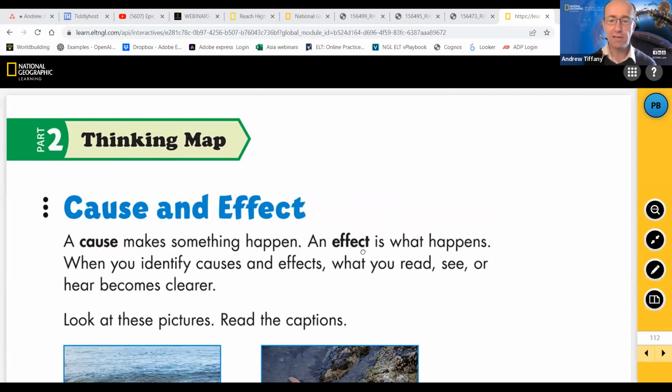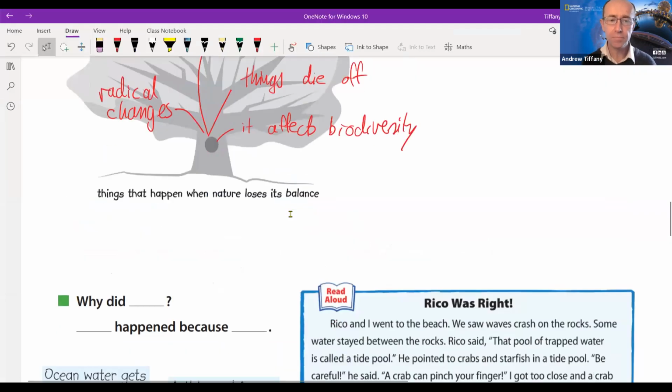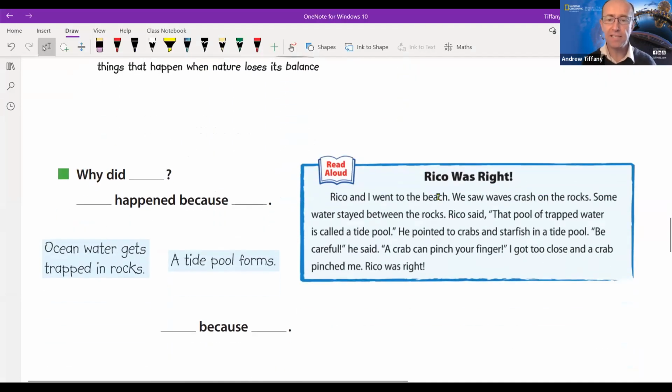Now, let's take a look. Again, we're not going to try and get into too much detail here. We'll do some more by example. So let me jump back to my whiteboard where I have an example, and it comes from this activity where Rico was right. This is in the content.